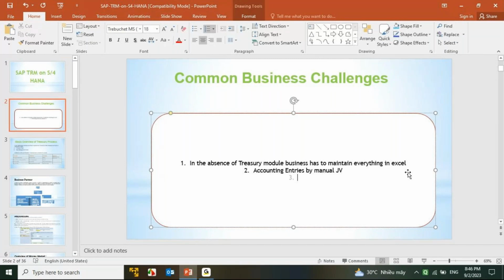These are the things, and there are certain activities when you're talking about treasury. The first thing is based on various scenarios. Let's say you have done investments.